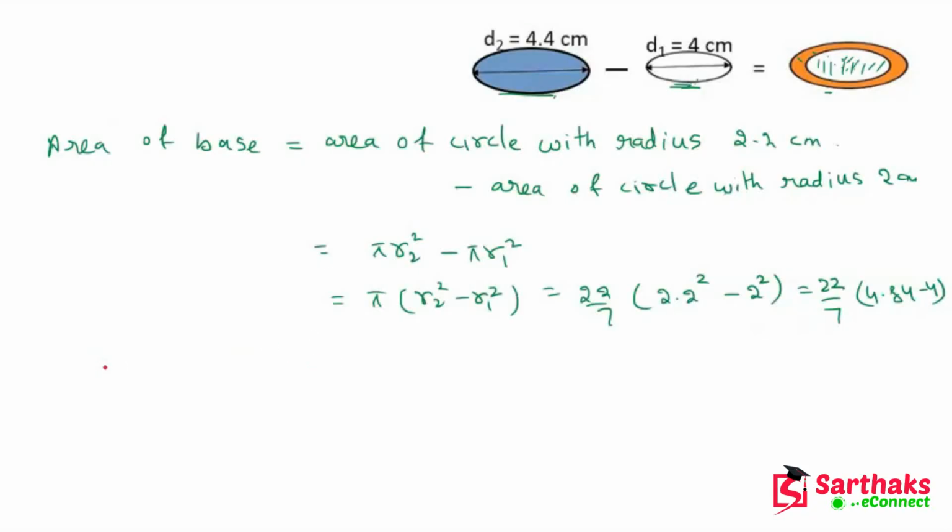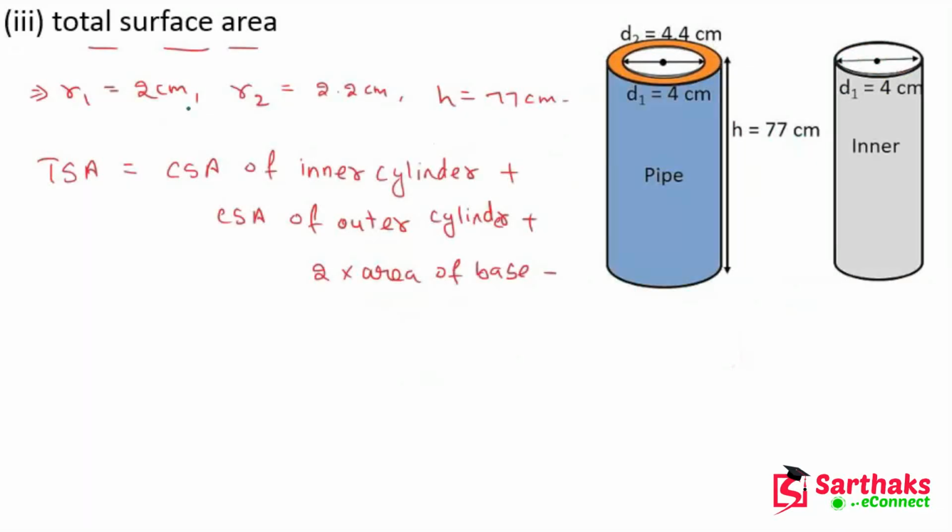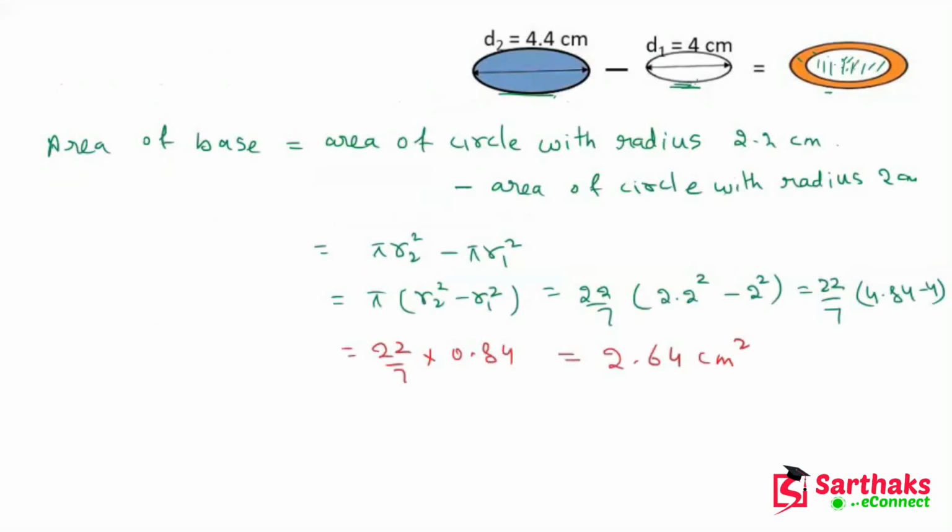Okay, so area of base will become 22 upon 7 into 0.84. After solving this, we get 2.64 centimeter square. This is the area of base. Now in this formula, we have CSA of inner cylinder, CSA of outer cylinder, and area of base. Now put the values in this formula.